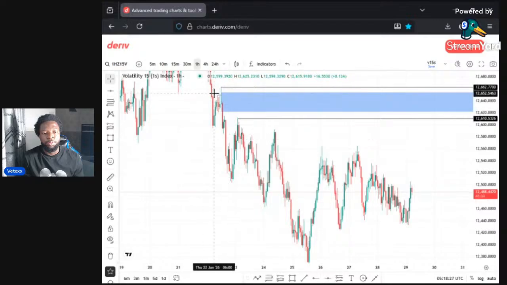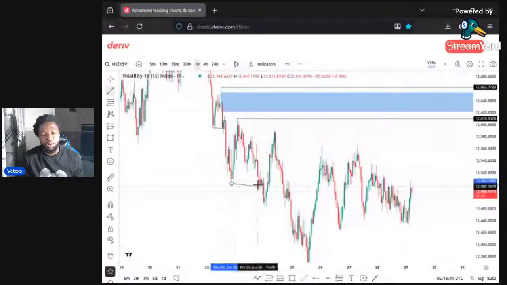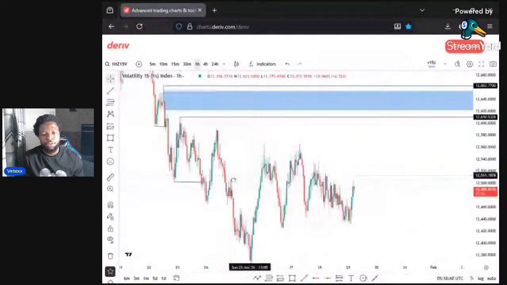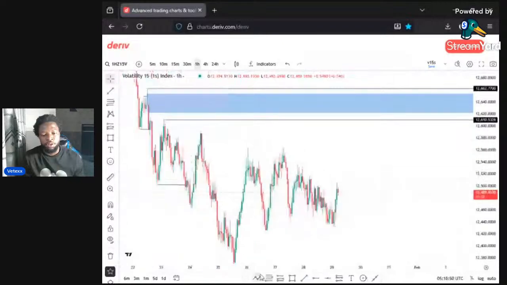So we have our sweep here, which is rule number 1, and then rule number 2, which is here, first break of structure. And then rule number 3, we have price retrace 50% to give us structural liquidity. And rule number 4, we have our second break of structure, right? Now we're anticipating rule number 5 to tap into this point of interest, right?